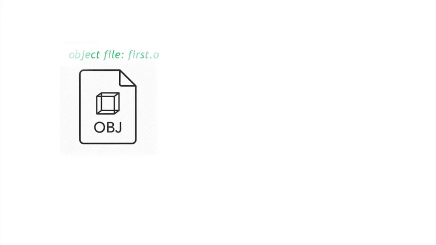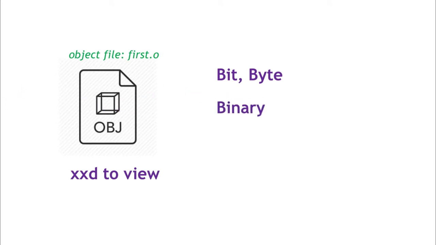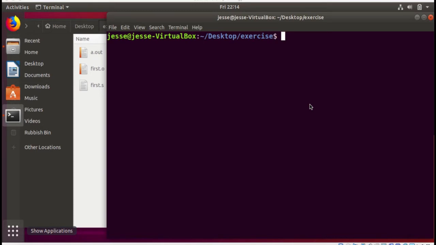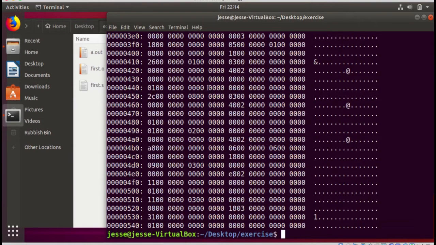Great. We have just created an object file, first.o. Now we would like to see what is inside the object file. A program, xxd, can be used to view the content of the object file. We also will get a concrete understanding of what a bit is, what a byte is, and what binary and hexadecimal numbers look like. Let's try it. We use xxd first.o to see what happens.